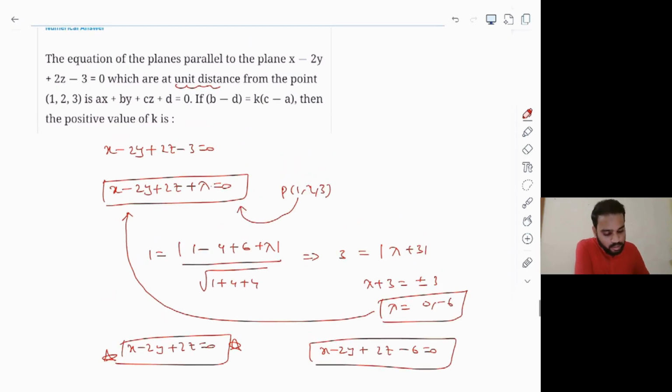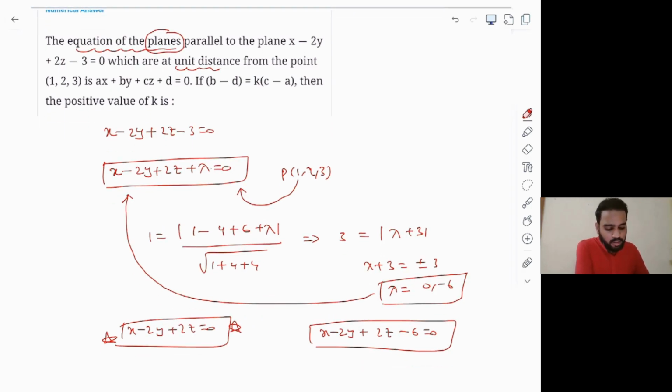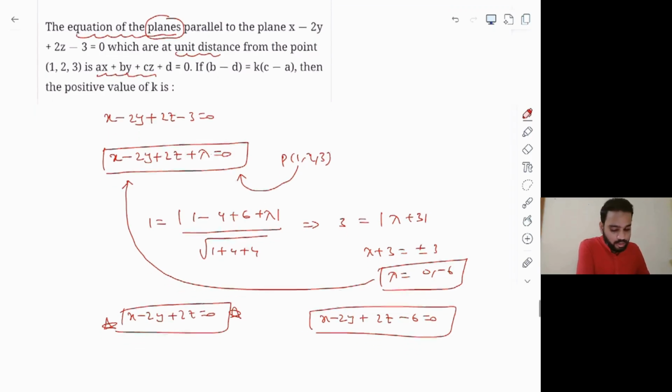That is the reason you can see in the question itself they are saying equation of planes. They are using the plural word planes because multiple answers are possible. Once you have these planes, you can do the remaining part of the question by comparing with the given equation ax plus by plus cz plus d is equal to 0. I hope you can do the remaining part, right? And this is a concept that we are going to use, that is, equation of plane parallel to the given plane. Okay, next let's take the next question.